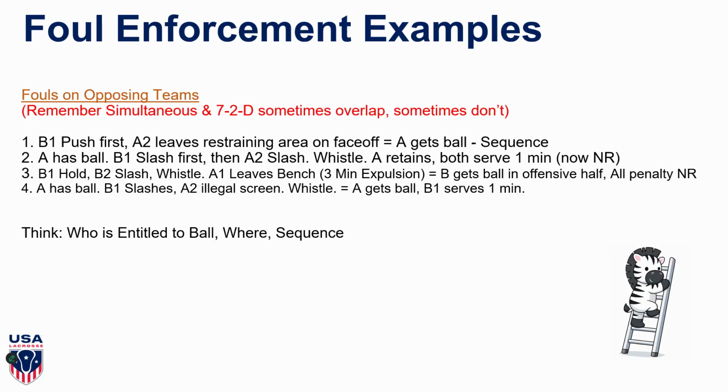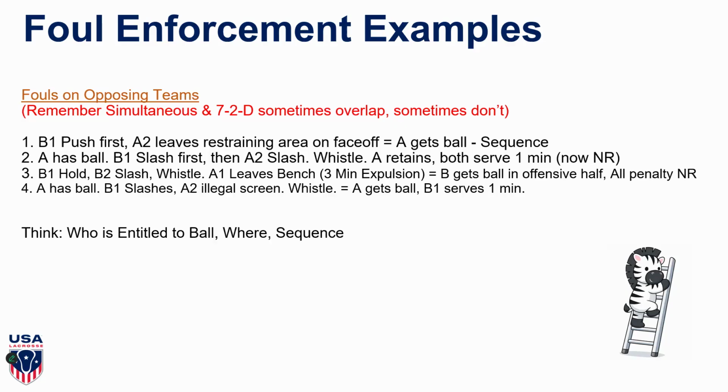So you're not comparing penalty time here, right? Because you had live ball and then you had dead ball. And there were no simultaneous fouls. So you've got B1 hold 30, B2 slash a minute. Now you go to the dead ball fouls and you enforce them. Now you've got A1 3-minute non-releasable. So B gets the ball because the last foul was a dead ball foul and you award possession based on that.